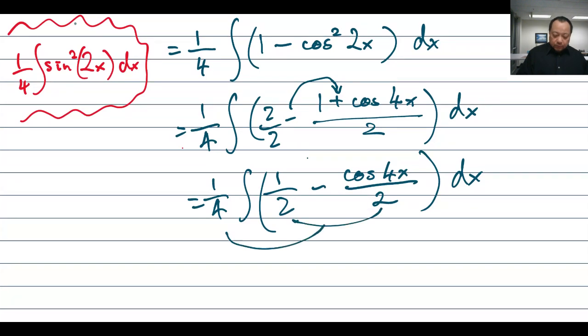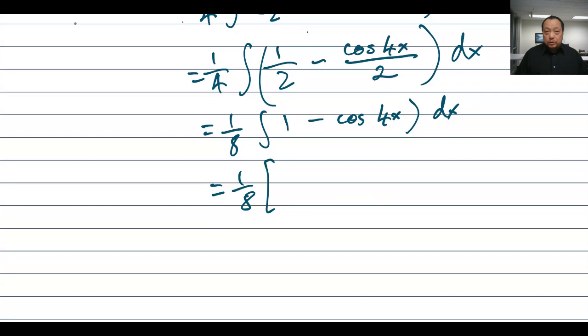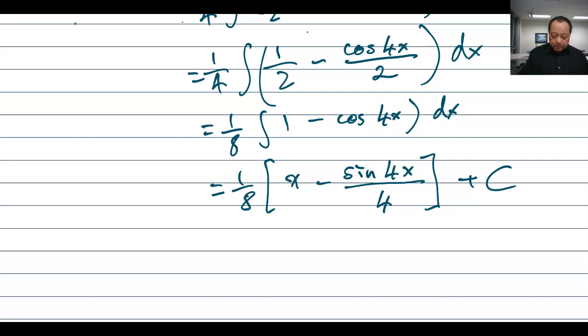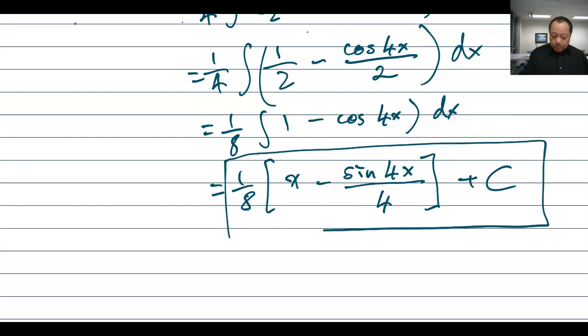I factor out the 2 on the outside, so it now becomes 1/8. Integral of 1 is x. Integral of cosine is sine, 4x, and over 4 plus c. You can leave it like this, or you can multiply the 1/8 in. I'm going to leave it like that.